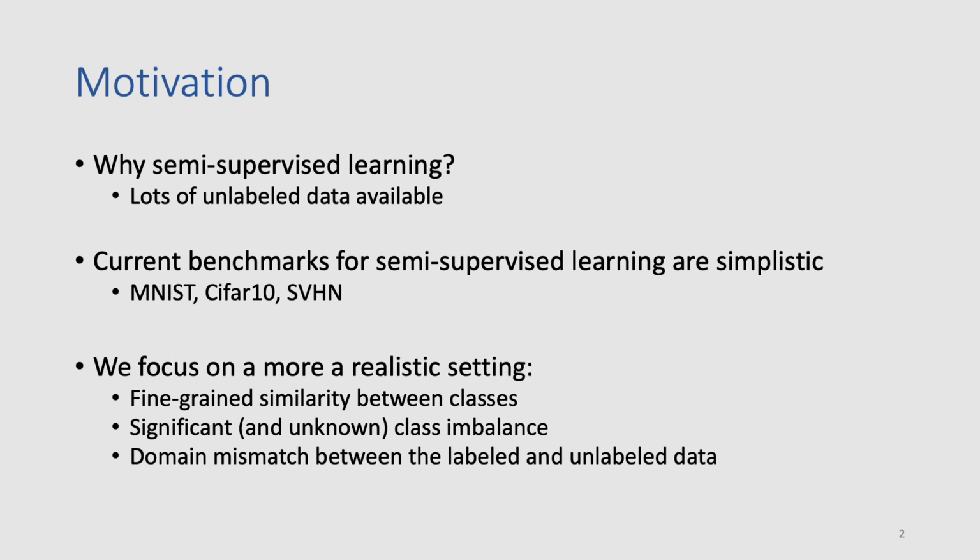First, we create this challenge for fine-grained classification, which is a harder task. Second, the class distribution is imbalanced, and the imbalance ratio of the unlabeled data is unknown. This is different from existing datasets, where the unlabeled data is always uniformly distributed. Third, we provide an additional set of unlabeled data from a slightly different domain than the labeled data.